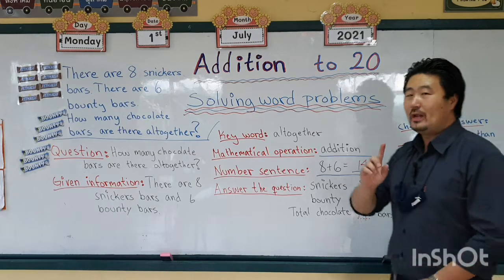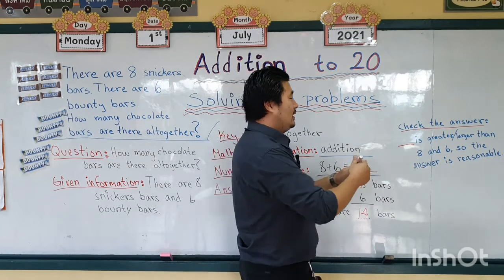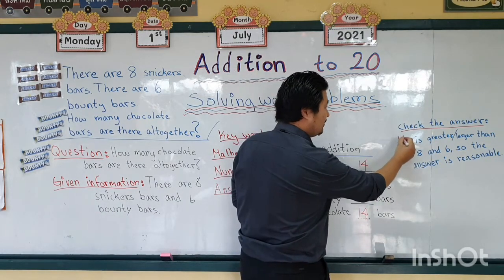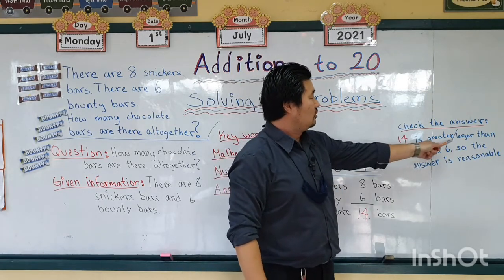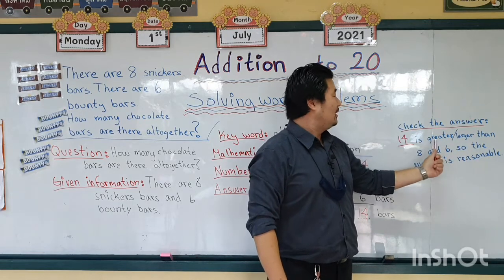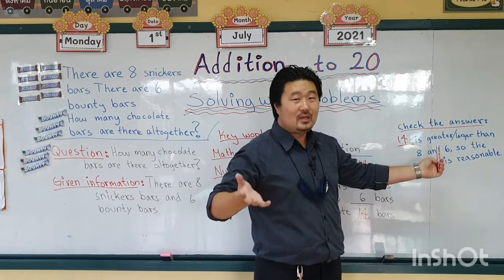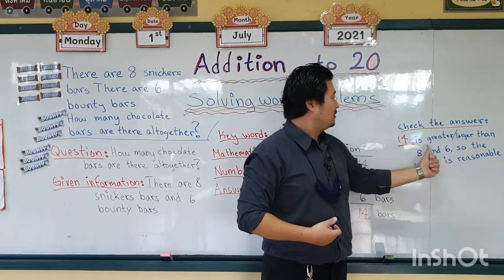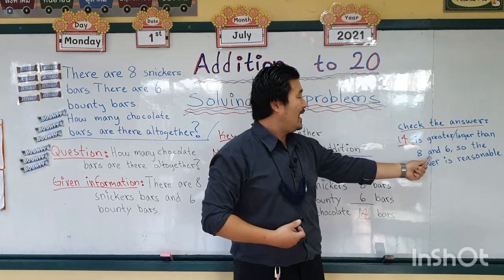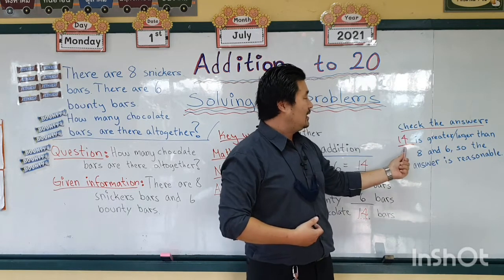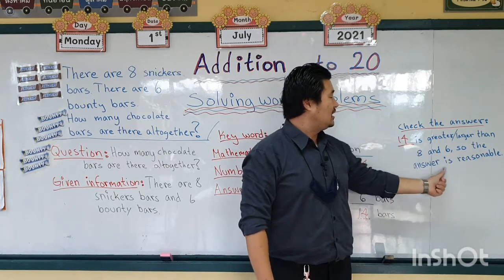Good. So now we only have the last step left. And the last step is check the answer. So then the answer 14. 14 is greater, larger. In mathematical terms, it's greater, but for us, it's easier if we say bigger or larger. So 14 is greater than 8 and 6. 14 is greater than 8, 14 is greater than 6. So the answer is reasonable.